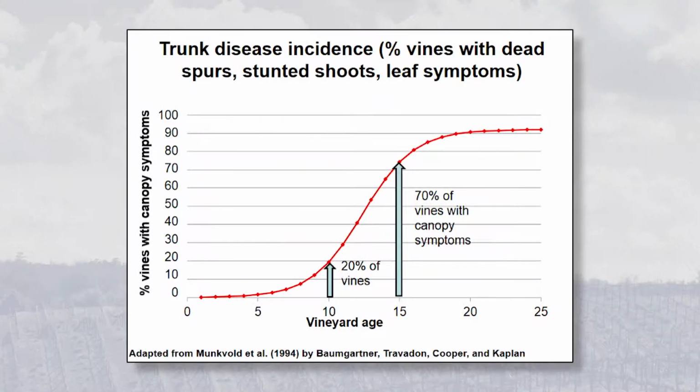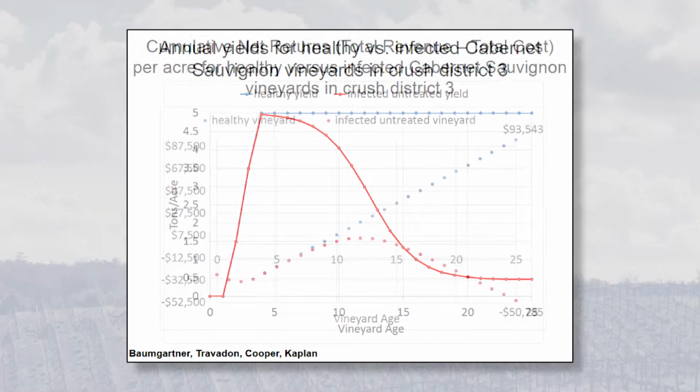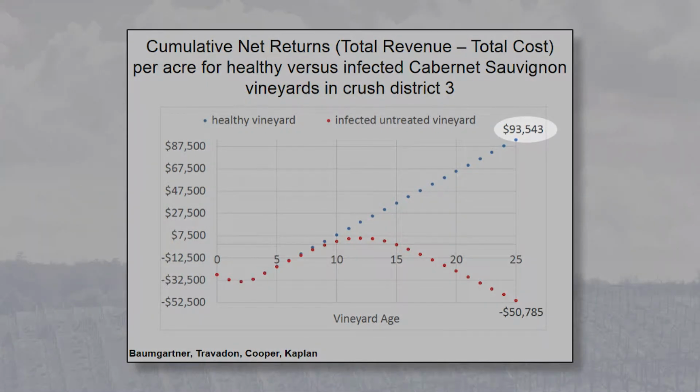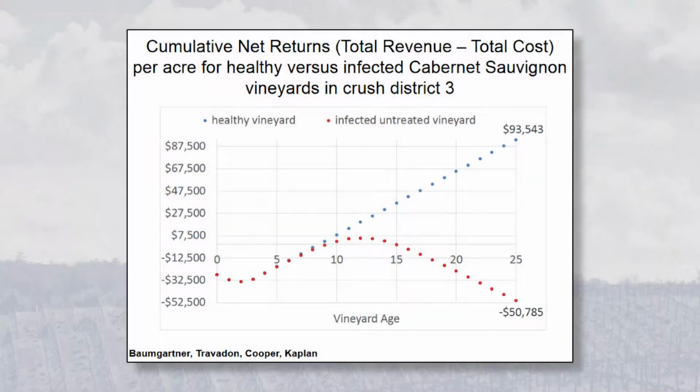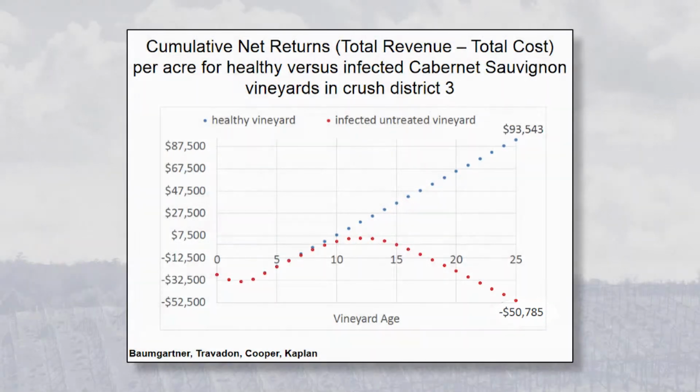You can see in this graph how the incidence of dead arm increases every year. In this graph, the blue line is the theoretical yield of a vineyard with no dead arm. The red line is the yield of a vineyard with no dead arm management. In the next graph, cumulative net return over 25 years for an acre with no health issues is $93,543 versus a net loss of $50,785 for an acre with no dead arm management.